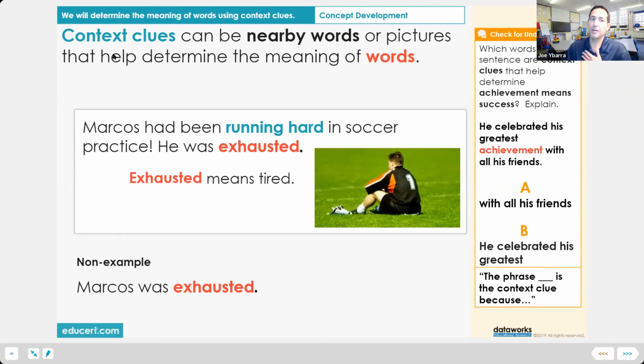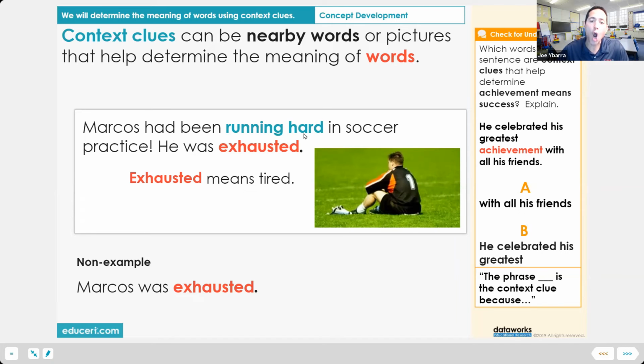All right, you've seen this already, so I'm going to go very quickly. Track with me. Context clues can be nearby words or pictures that help determine the meaning of words. Read with me. Context clues can be nearby words or pictures that help determine the meaning of words. Unknown word. Context clues are the nearby words to help determine the meaning of the unknown word. Okay? Let me give you an example of that.